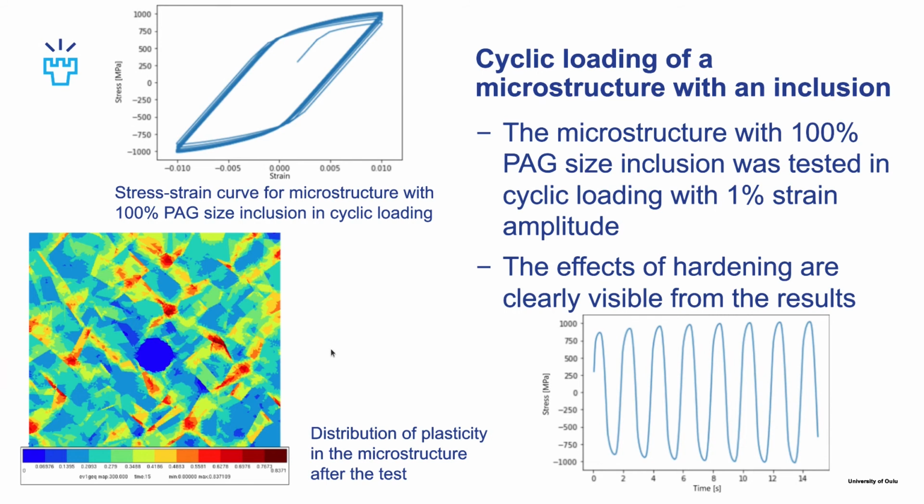We can see that the plasticity localizes mostly into the material matrix, and this is due to the fact that the inclusion is perfectly bonded to the material matrix, and the strain amplitude being fairly large, it causes a lot of plasticity into the matrix. With lower strain amplitudes, and if the inclusion was partly detached or something, the plasticity would accumulate more in the immediate region of the inclusion.